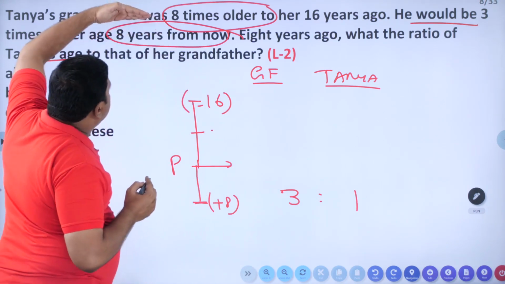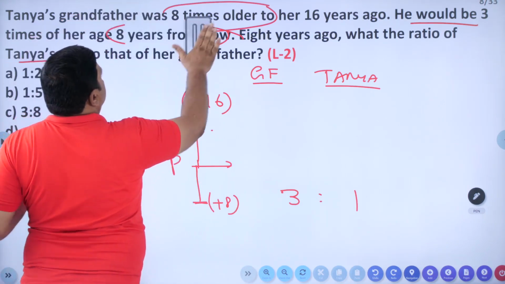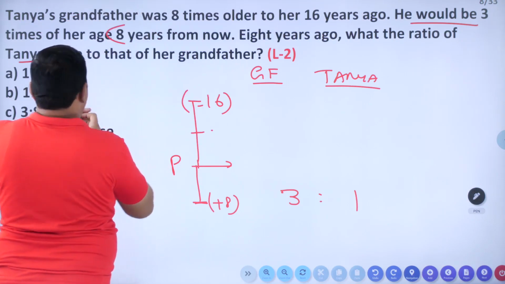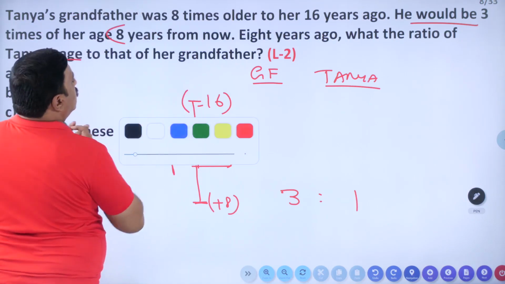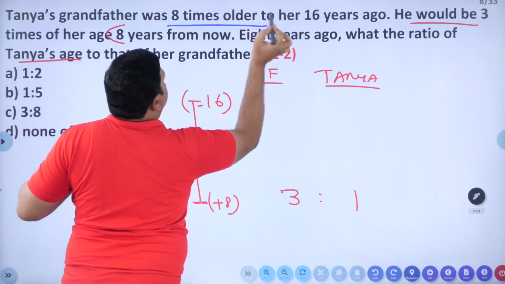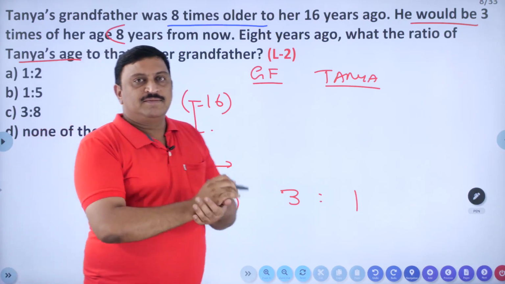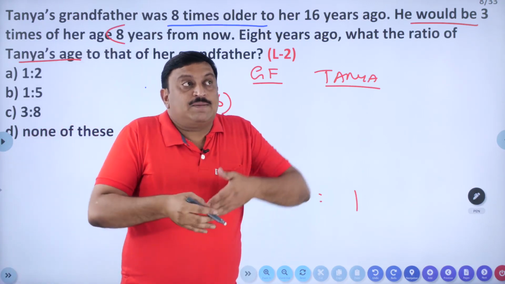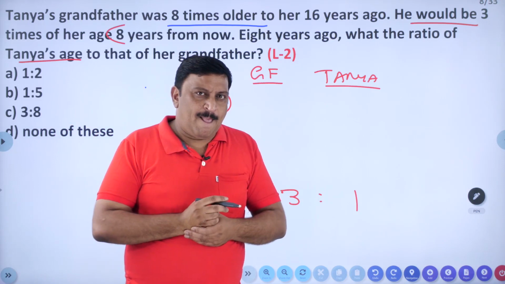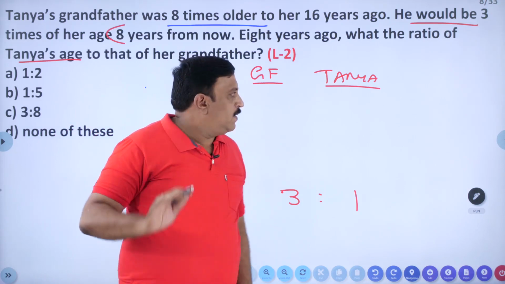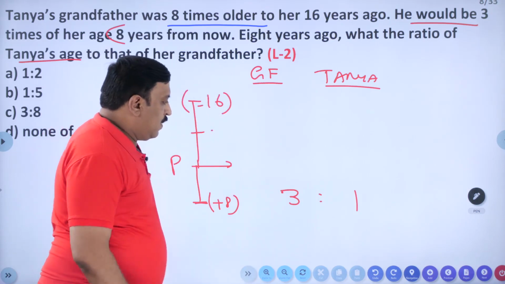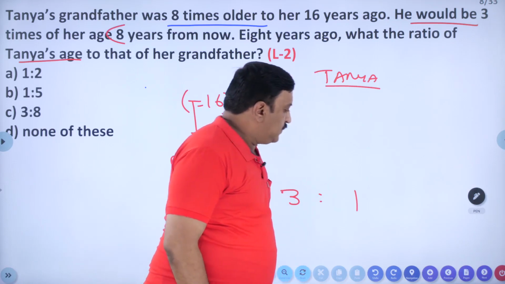But before here, you see, before this one, my point is now this one. What is this, 8 times older? 8 times elder. Right? But this is the main discussion actually.